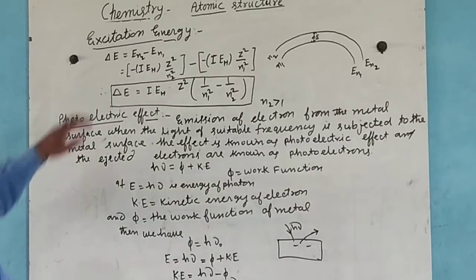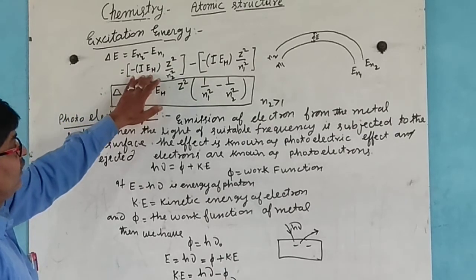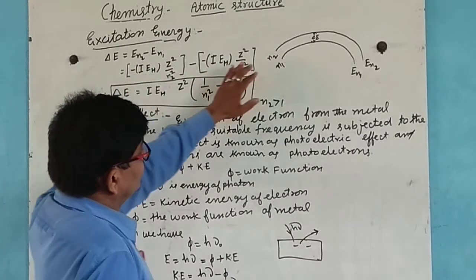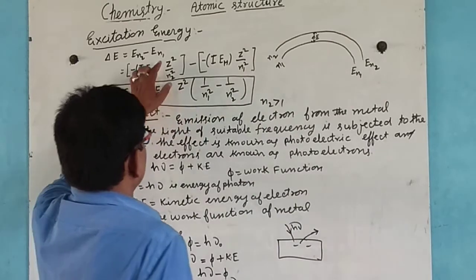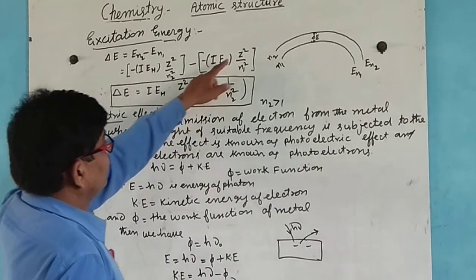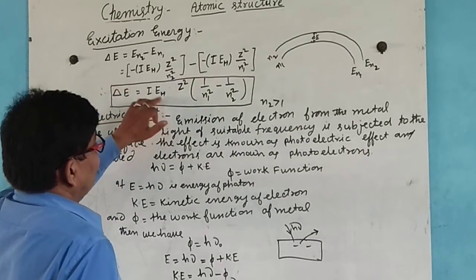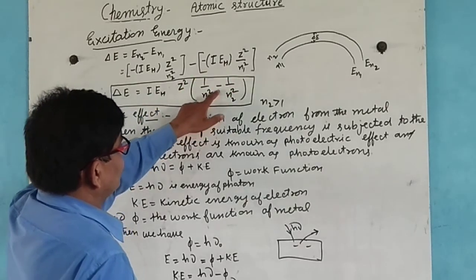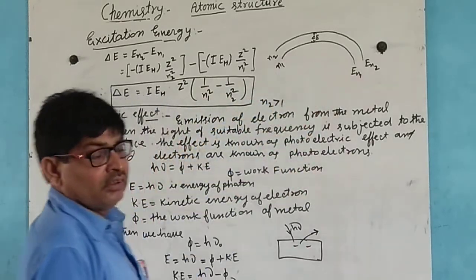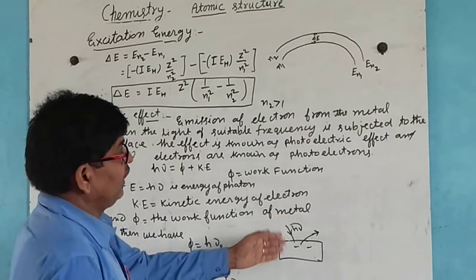Excitation energy is delta E equal to En2 minus En1. Here N2 and N1 are both present, so Z square by N2 square is positive, so we take delta E equal to the ionization energy of hydrogen times Z square, times 1 by N1 square minus 1 by N2 square. This is delta E.